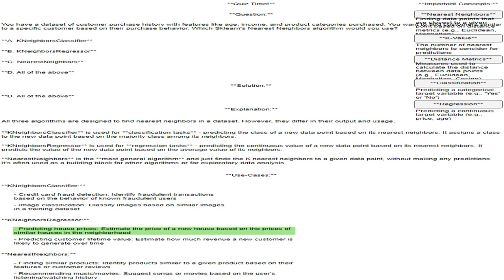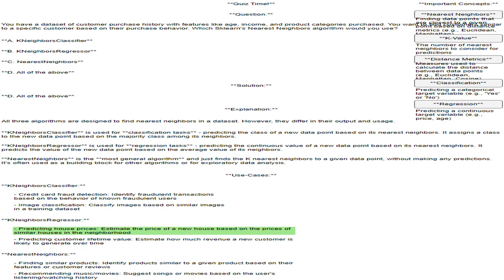For example, you have a dataset of customer purchase history with age, income and number of purchases as features, and you want to predict the number of purchases for a new customer with age 32 and income 65,000. You can use K-neighbors regressor. Let's say you have data like this. Age, income, number of purchases.